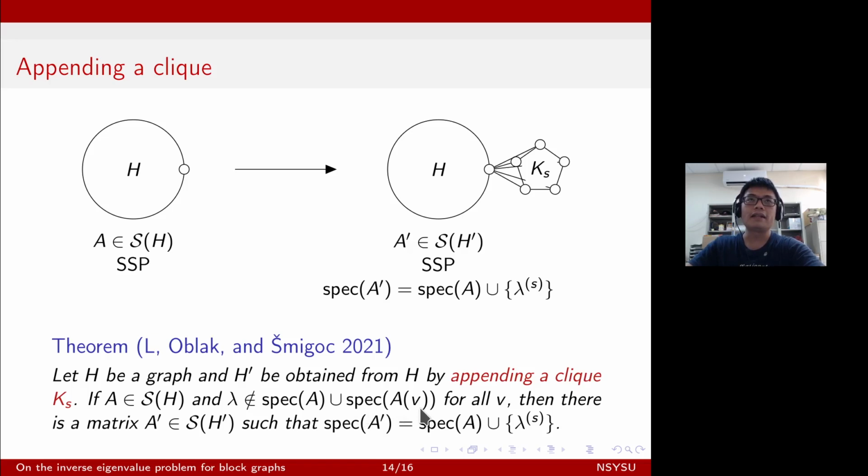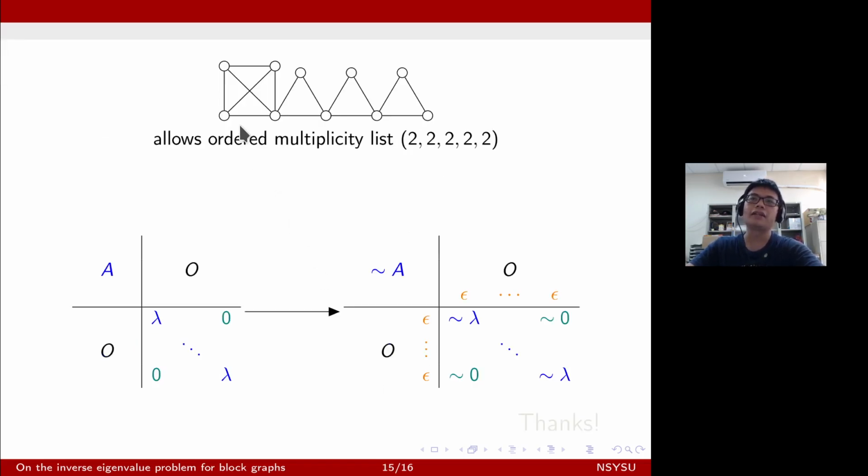So with this appending clique lemma, we are able to find the following example of ordered multiplicity. Thinking of H as this one, it has ordered multiplicity list 2, 2. And when you append a clique with s equal to 2, then you can append another 2 here, you can append another 2, and another 2. So starting with 2, 2, you can append 3 copies of 2 in the ordered multiplicity list.